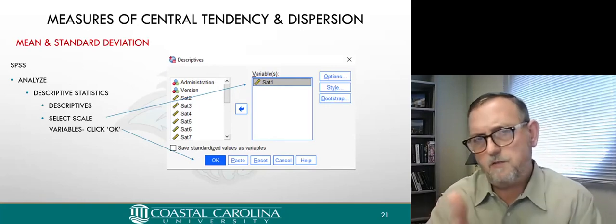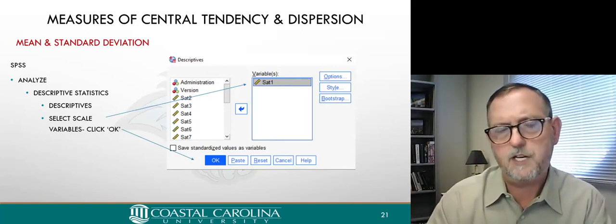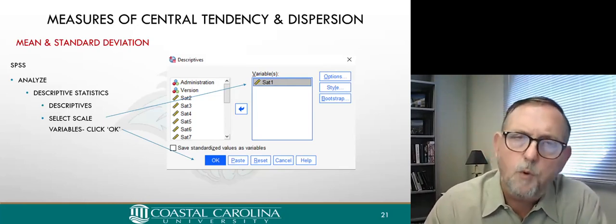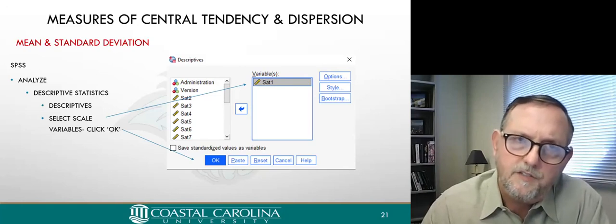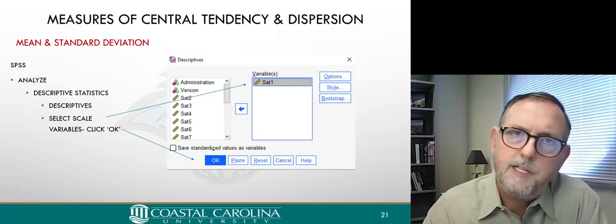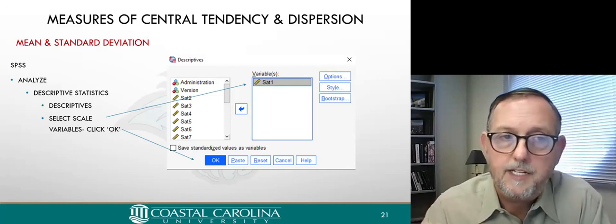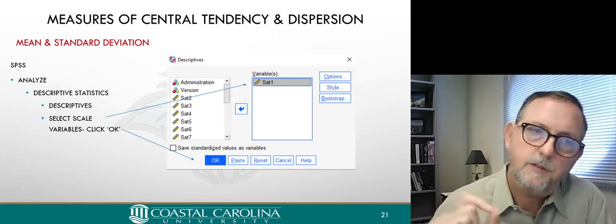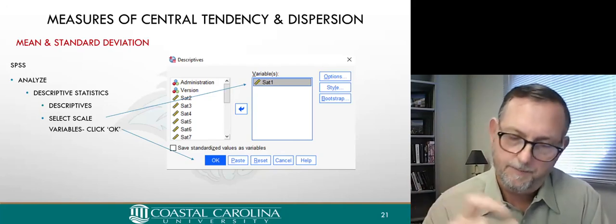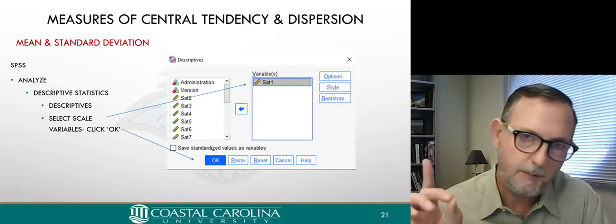You'll see it's not going to look much different than what we just saw for frequencies. There'll be a few less items on the right-hand side of the box where it says options or style and such. Importantly here, the data that you want to bring over into the variable box has to be a scale variable. Again, SAT1 has a little scale icon next to it. It's a Likert scale, and that's appropriate for this type of data.